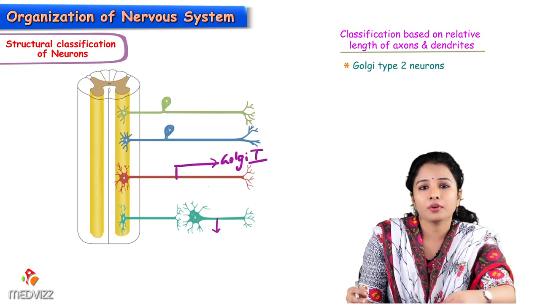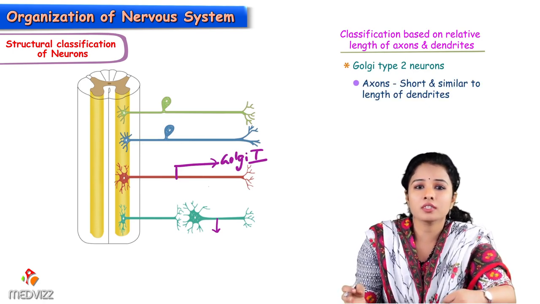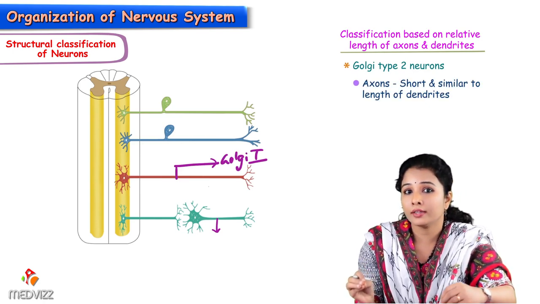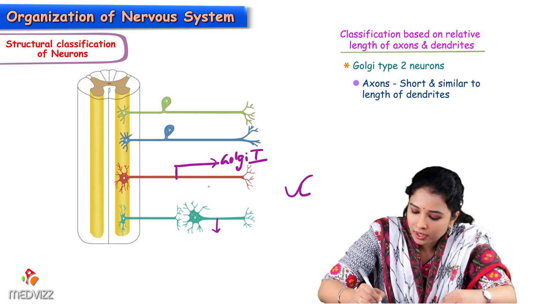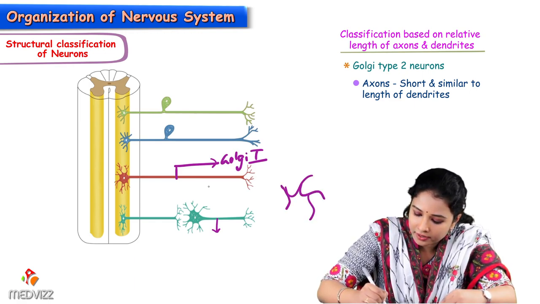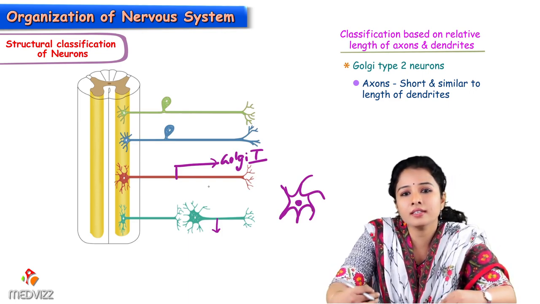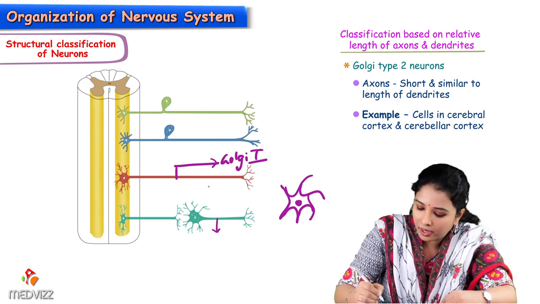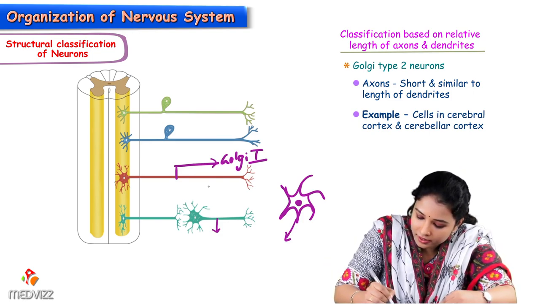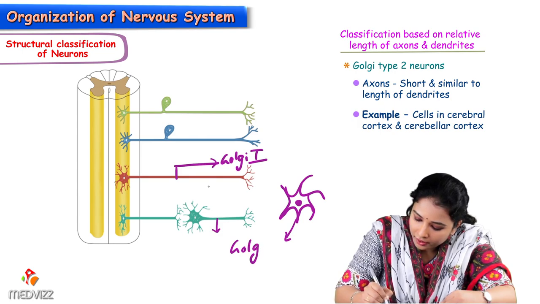Golgi type 2 neurons have axons that are short, similar to the length of dendrites. They are very short, so you cannot differentiate the axons as such. These kinds of cells are present in the cerebral cortex and cerebellar cortex. So this is an example of a Golgi type 2 neuron.